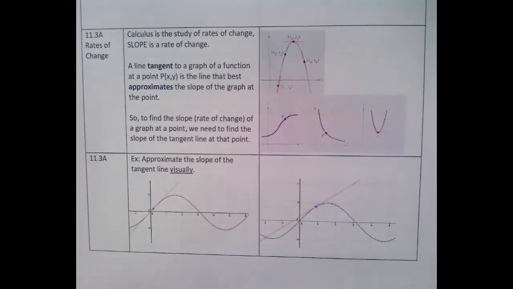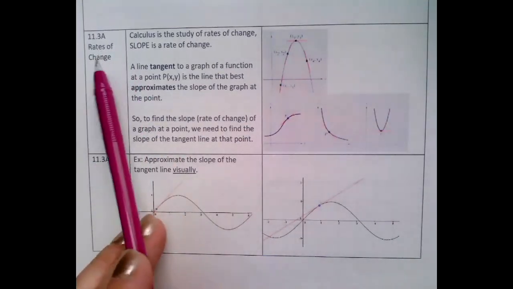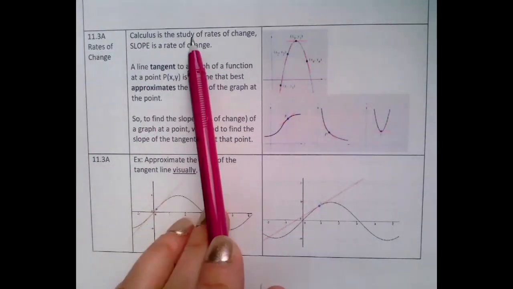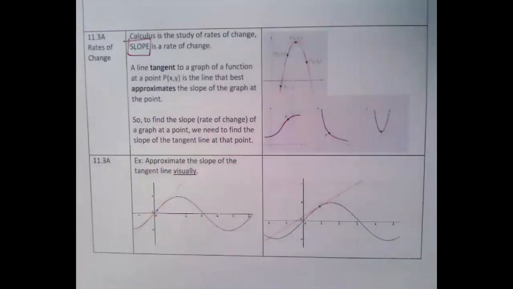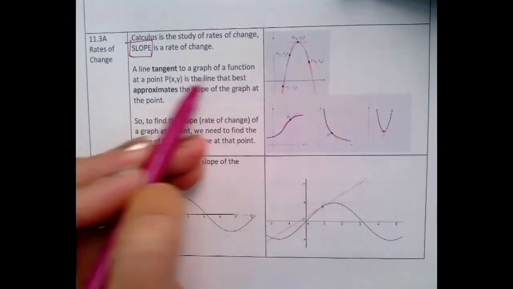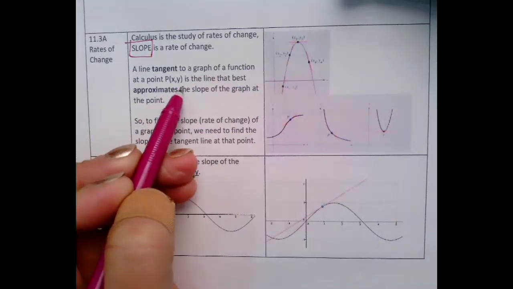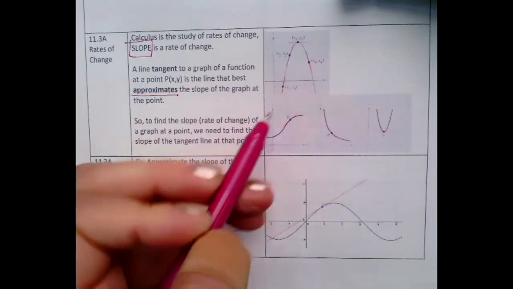All right, you guys, let's take a look at 11.3a. It's talking about rates of change. Calculus is the study of rates of change. Slope, which you guys have been learning about for years, is a rate of change. A line tangent to a graph of a function at point P(x, y) is the line that best approximates the slope of the graph at that point.